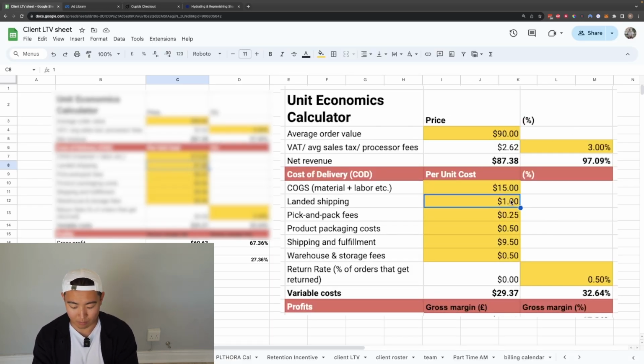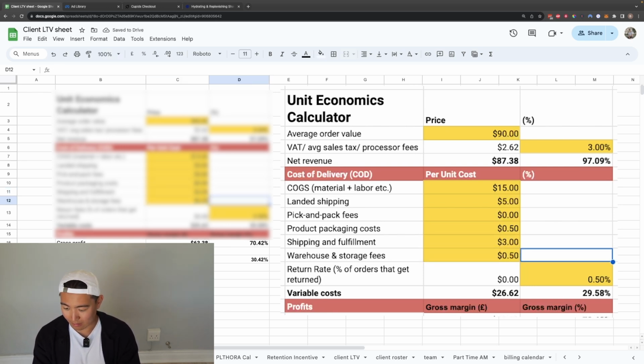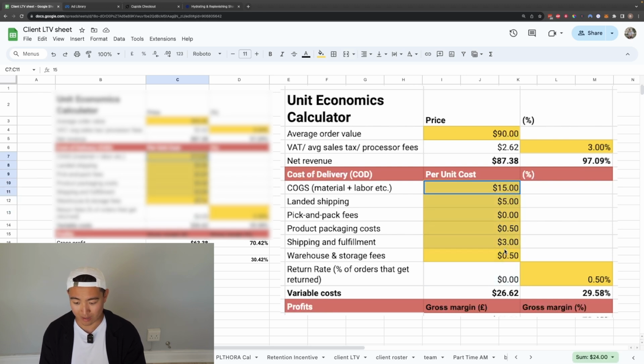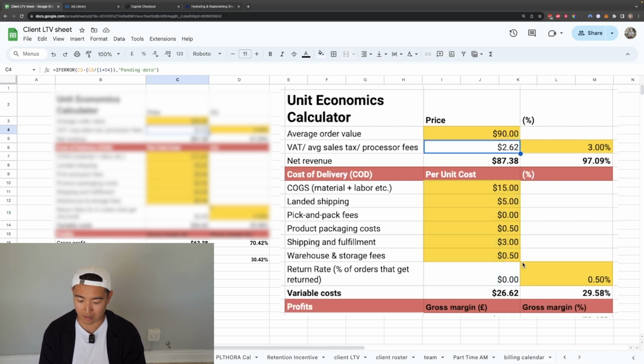Landed shipping is going to be probably around $5 because they're shipping liquid in glass jars again. Pick and pack fees should be included in the shipping and the price, because with something like this, most of the time they're drop shipping, right? Shipping and fulfillment, let's just add another like, I don't know, $3 for safety. And in terms of return rates, again, it's in the consumable cosmetic space. It's going to be very low. We'll call the total cost per order to be around $26, including card processing and everything.